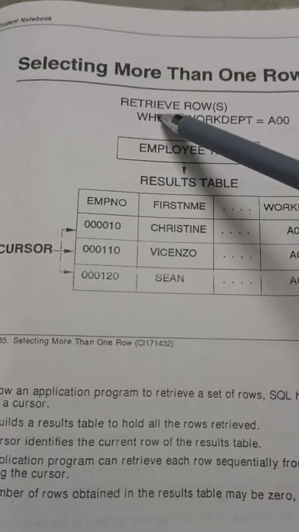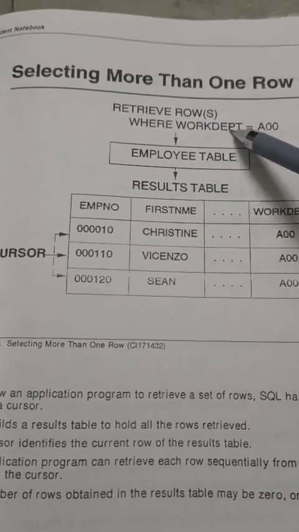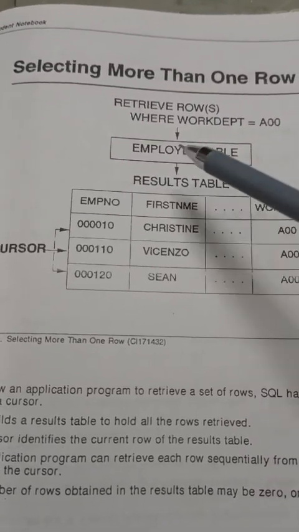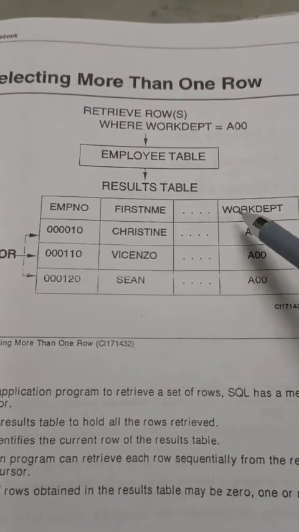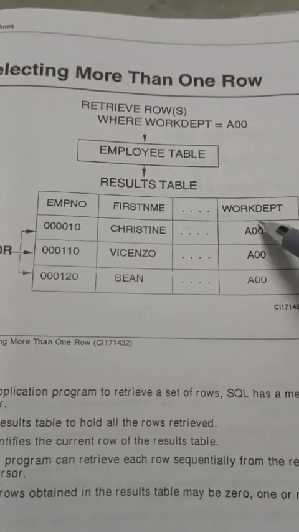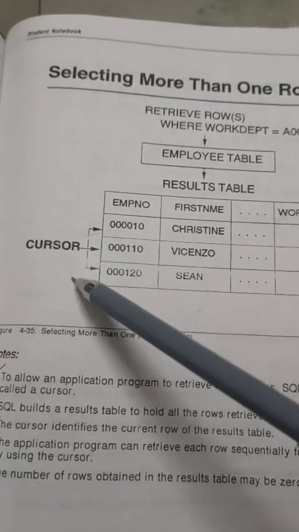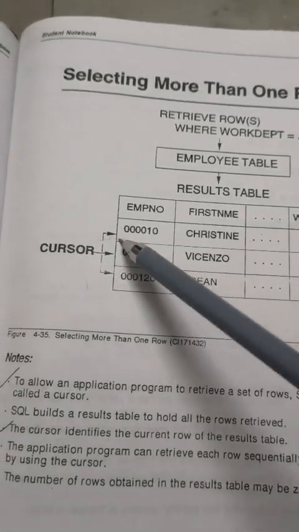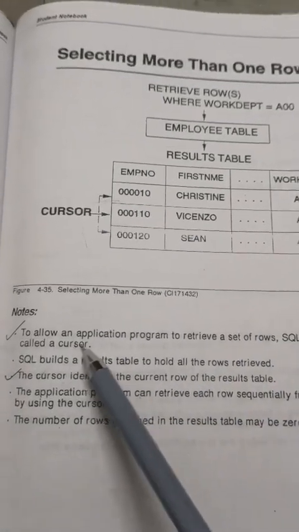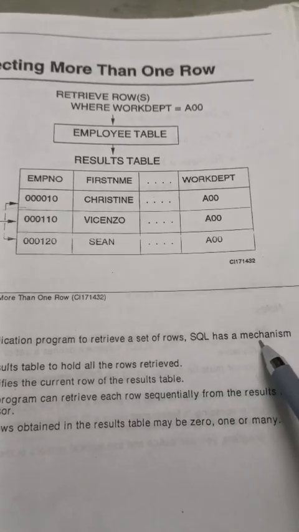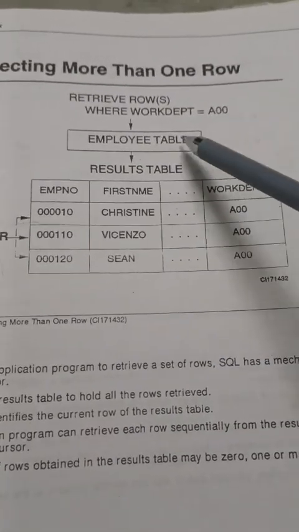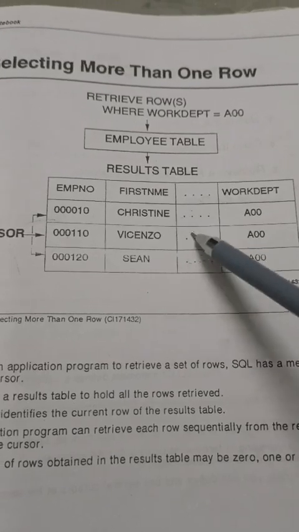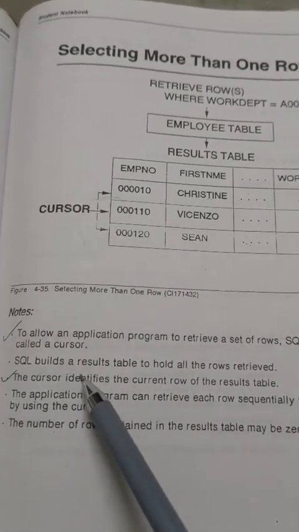Based on my query, I am retrieving rows where the work department is equal to A0 from the employee table, and these are the records. Because I am getting multiple rows, I want to read them one by one using the cursor option. To allow the application to retrieve a set of rows, SQL has a mechanism called a cursor. It means the query has retrieved more than one record, so I am using a cursor here to retrieve them.